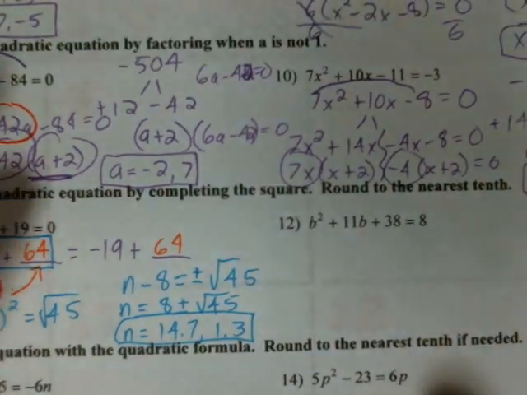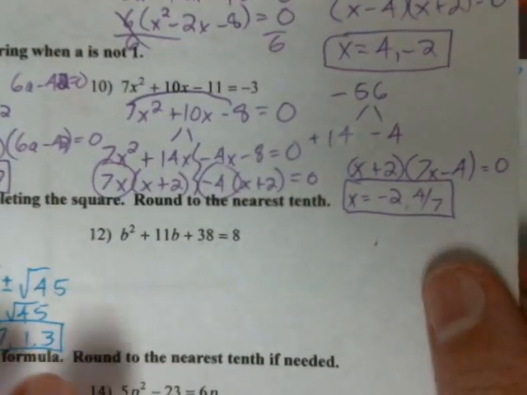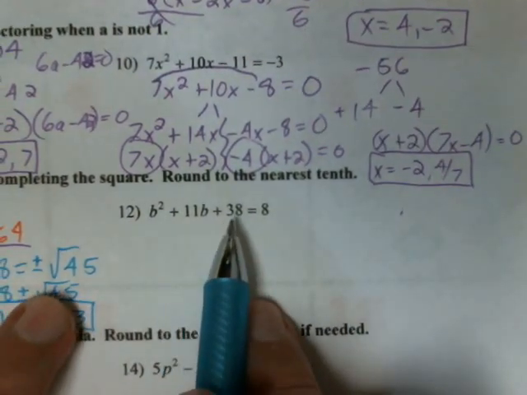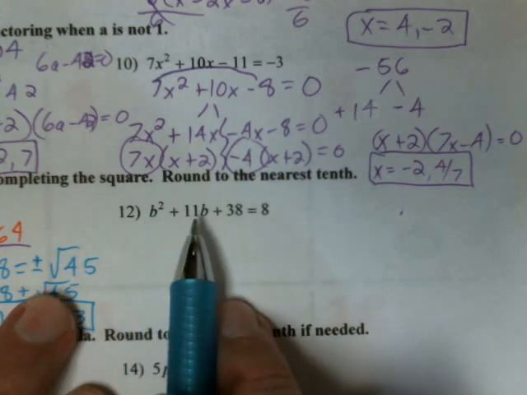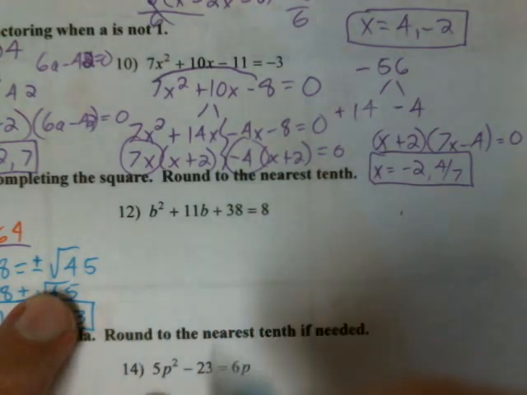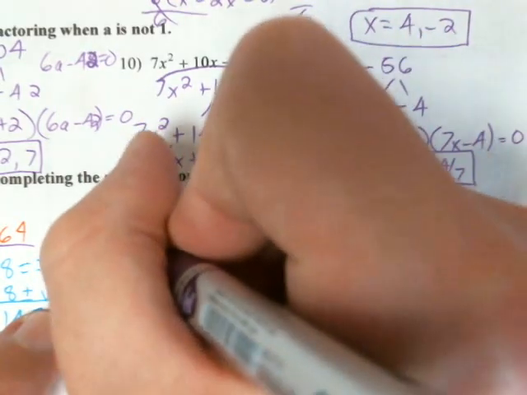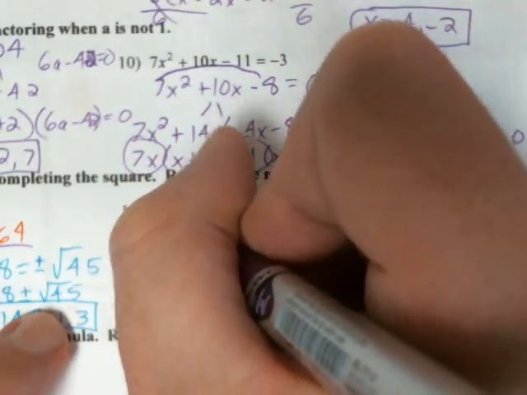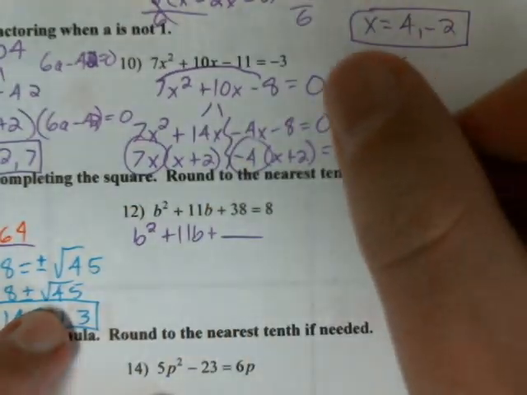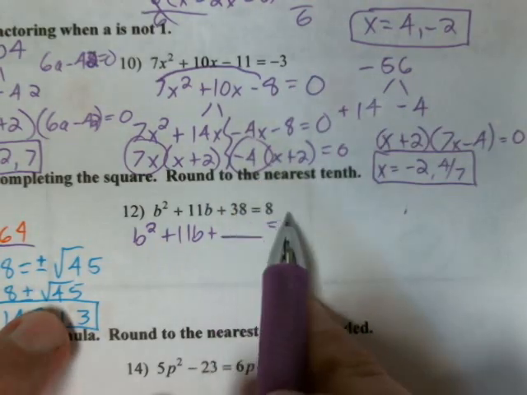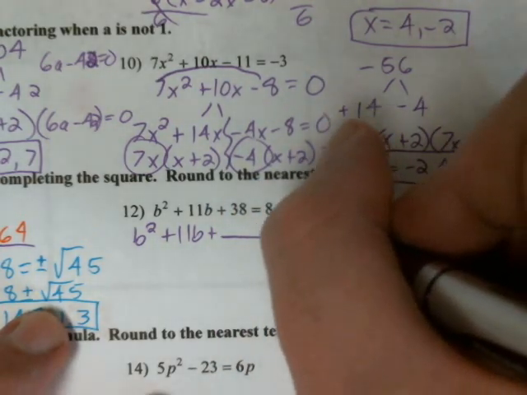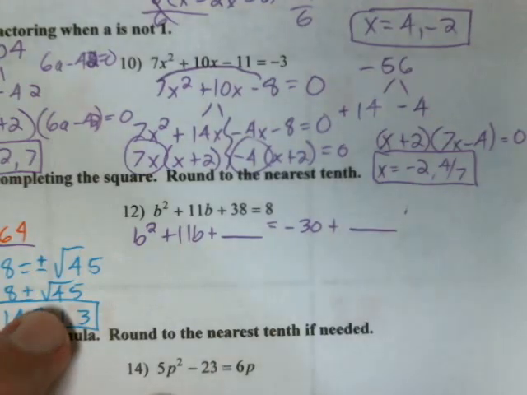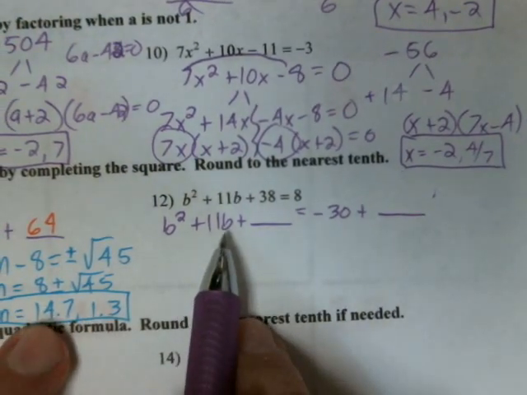Second one here. All right, I'm going to do this again a little bit quicker. Now, I need just the b squared term and the b term. So I need to move the 38 to the other side. So I'm going to have b squared plus 11b plus what? Blank equals, when I subtract 38 from both sides, negative 30 plus another blank. Now, how do I complete the square?